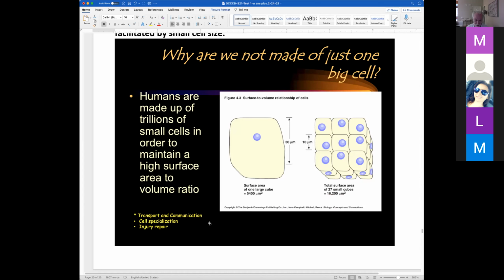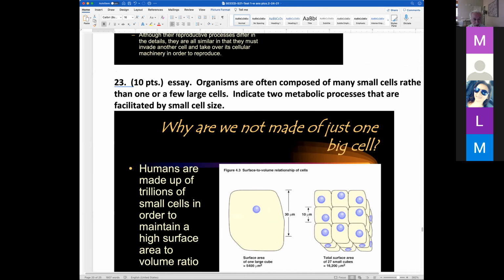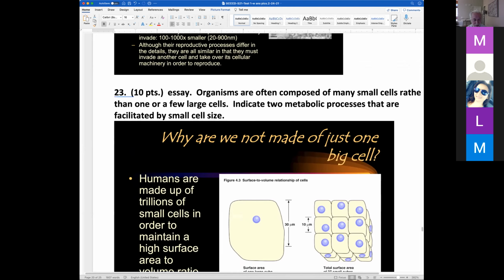and for injury repair. If we had one big cell, and that cell got injured, then the whole organism is dead. Whereas with many cells, you can injure a few of them and the organism can recover because there are still lots of other cells left. So those are the answers that I was looking for in this question. It was an essay.